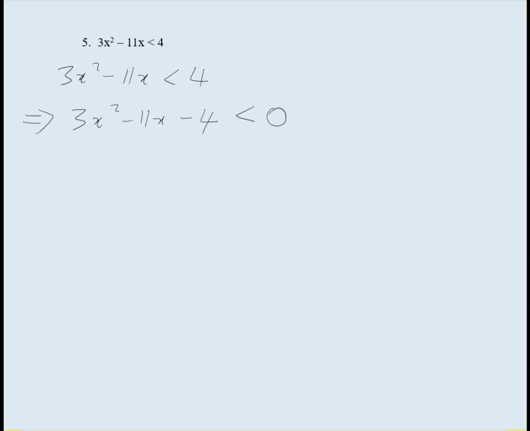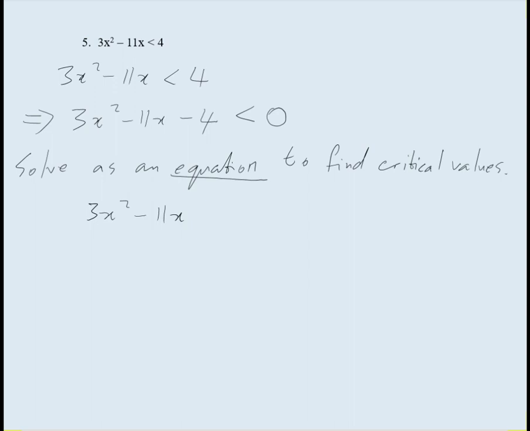And then when dealing with inequalities, we want to get the critical values. To get the critical values, we have to solve this as an equation. So I'm going to write this out: solve as an equation to find critical values. So as an equation, this is 3x squared minus 11x minus 4 is equal to 0. So this is in equation form.